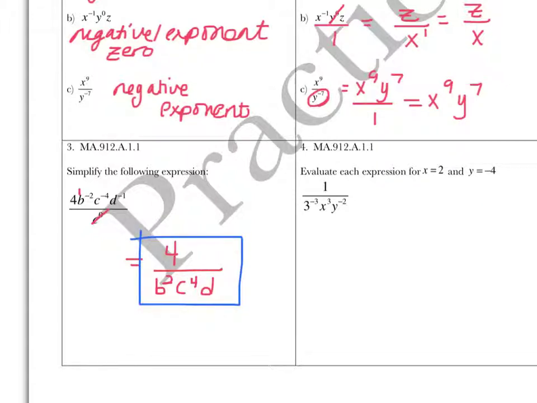I have no negative exponents, no 0 exponents, and I have no double variables. Like I don't have a b in the top and a b in the bottom that I haven't simplified, for instance. So number 4, I'm going to simplify this, and then I'm going to evaluate the expression for 2 different values, and I'll show you how to do that.